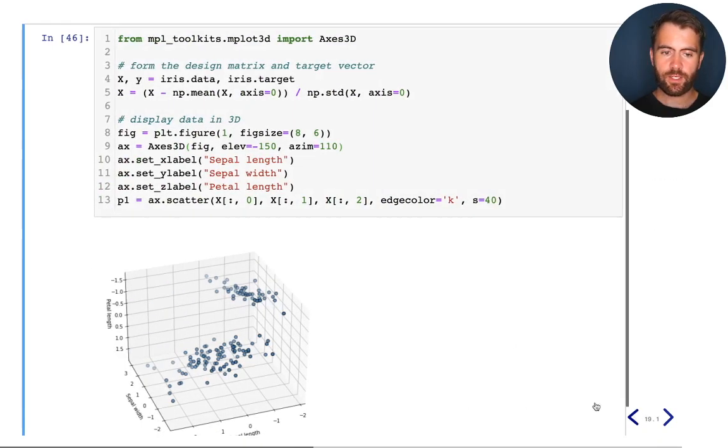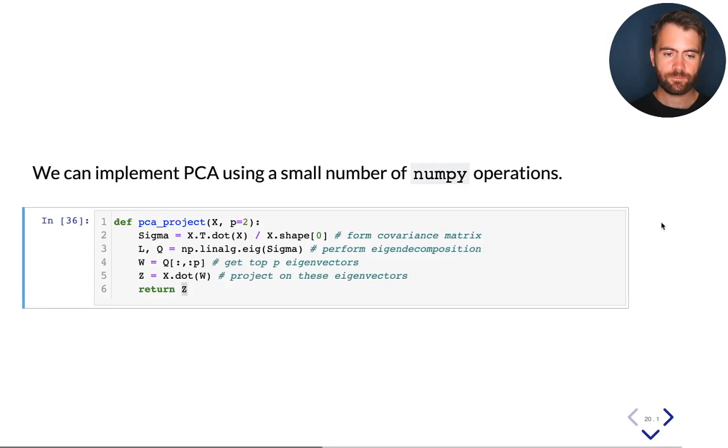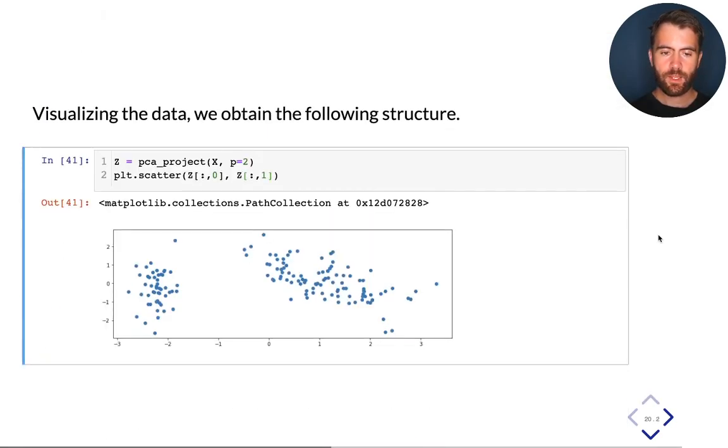Oh, and by the way, I just want to highlight here that when I loaded my iris data set, I whitened the data, or I centered and normalized the data to have standard deviation of 1. And again, I want to reemphasize that this is important to do when applying PCA. All right, so here we have defined PCA, and now we can apply it to our data set. The application is very simple. We apply this projection Z, and now I can visualize the data.